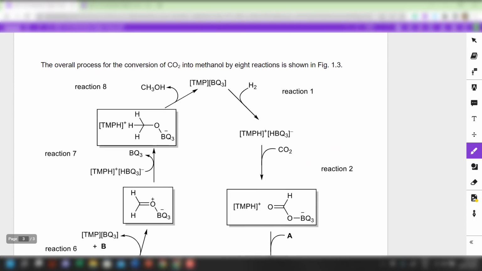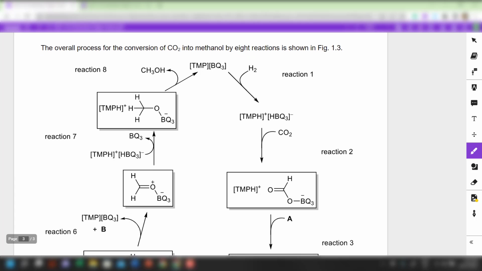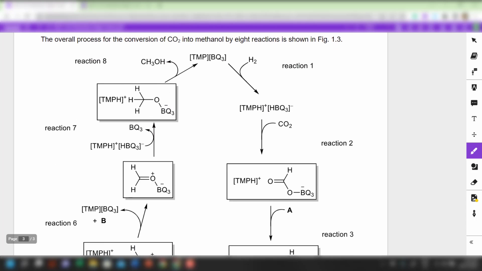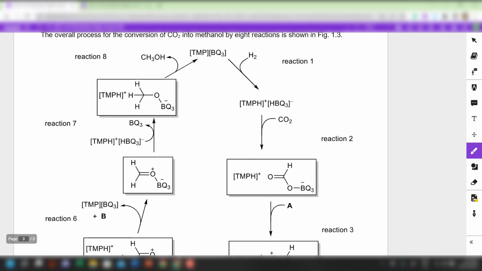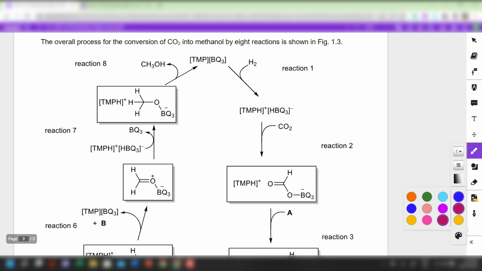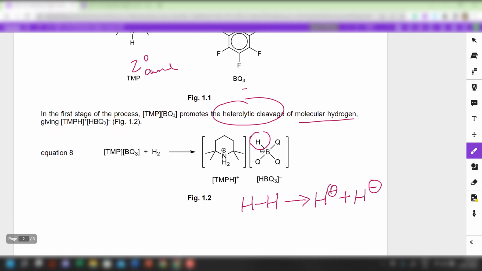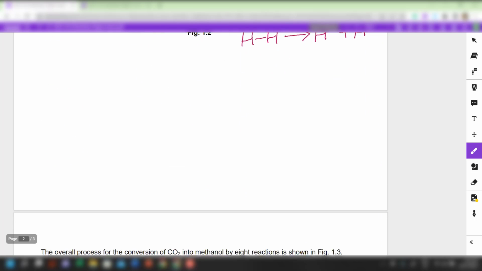Moving on to the last bits, you were given the overall process for the conversion of CO2 into methanol by 8 reactions, shown in figure 1.3. This is a little bit complicated, so maybe I should provide some explanation before we move on to the question proper. In the beginning, this is not new. It was actually described above over here, in equation 8, the heterolytic cleavage of molecular hydrogen.